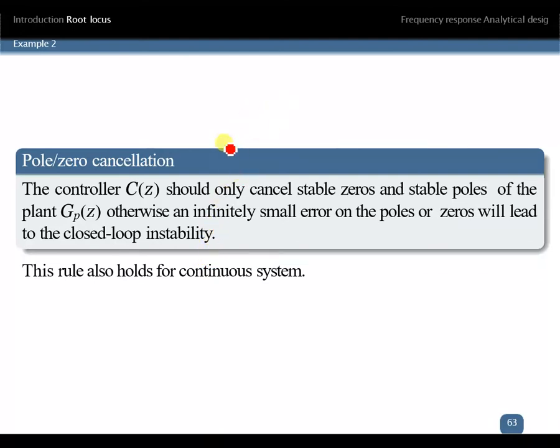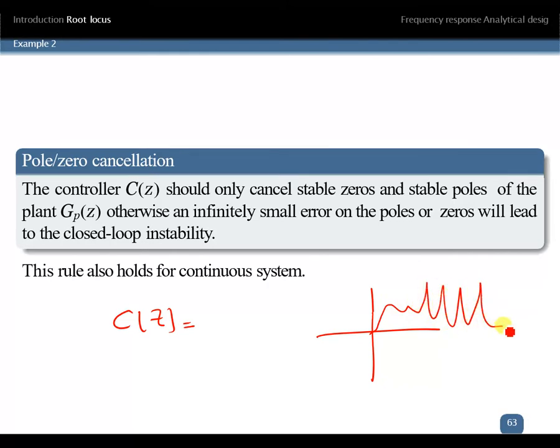Now here we have some rules. The controller C(z) should only cancel the stable zero and stable pole of the plant, otherwise an infinitesimally small error in the pole or zero will lead the closed loop to become unstable, as we saw together. If C(z) cannot cancel the unstable pole, your system, even with the controller, will start to diverge. This is the rule that you should learn.